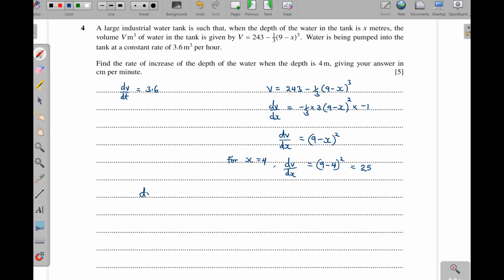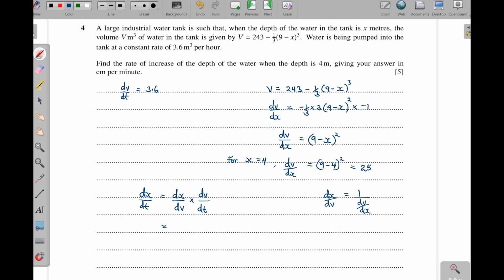Now they want us to find the rate of increase in the depth. So that is dx/dt. So dx/dt is going to be equal to dx, I can put the dt here, but x is connected to V. So we have dx/dV, then times dV/dt. You see that? dV/dt, such that this dV can go away, and then you remain with the dx/dt. So here we are using the chain rule. Now this dx/dV is actually equal to 1 over dV/dx. You see that?